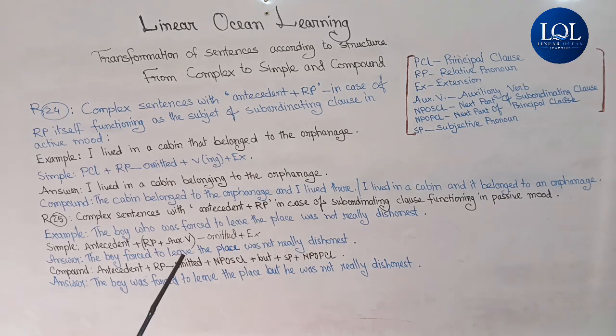Now, if we want to put it into simple sentence, the structure we have to follow is antecedent plus RP plus auxiliary verb omitted, then extension. Here antecedent is the boy. We have to omit relative pronoun who and auxiliary verb was. Then next part of the sentence is was not really dishonest. So the answer is the boy, who was omitted, forced to leave the place was not really dishonest.